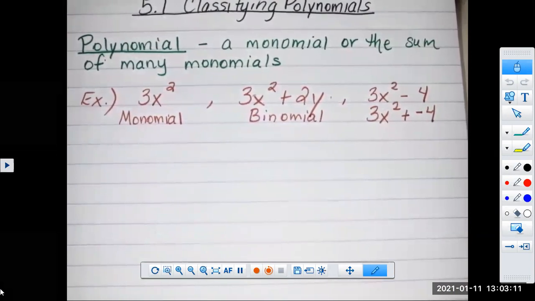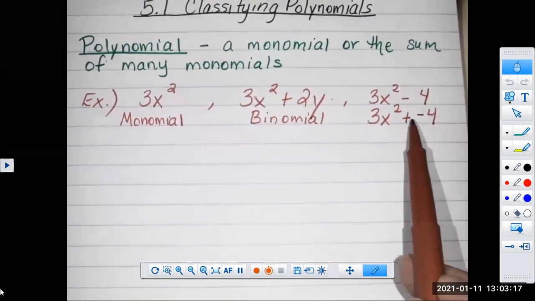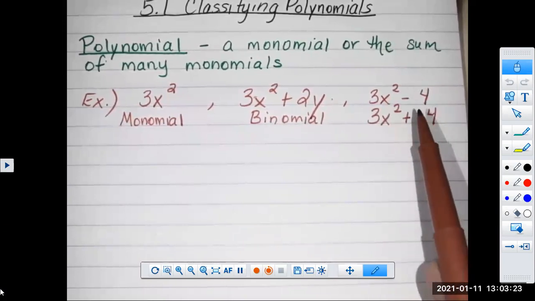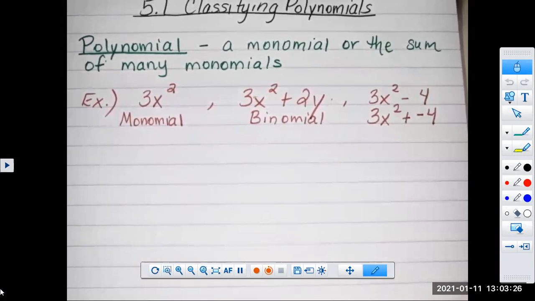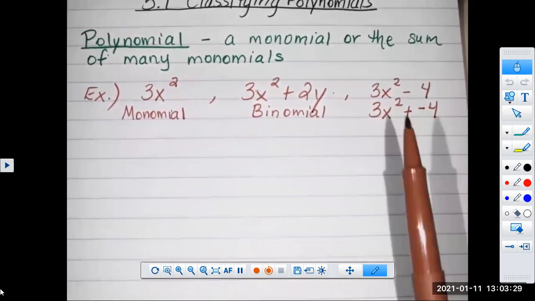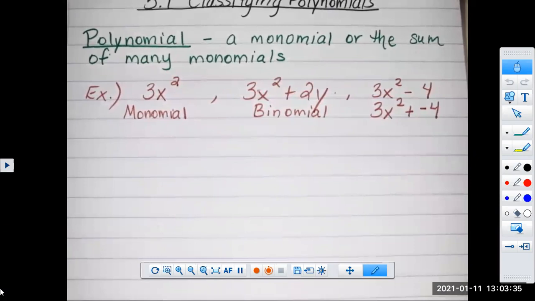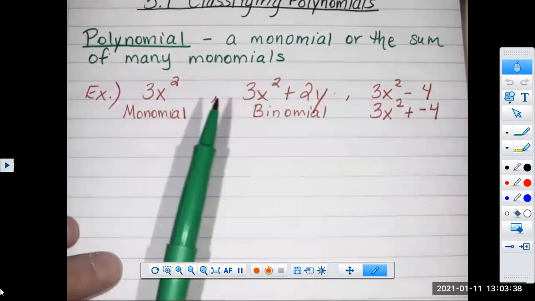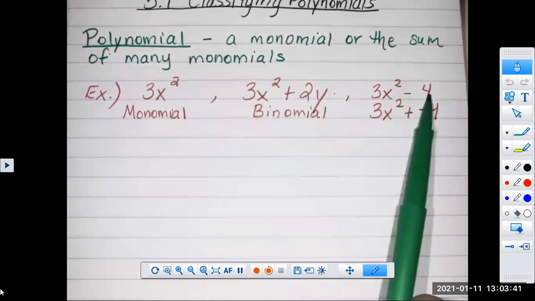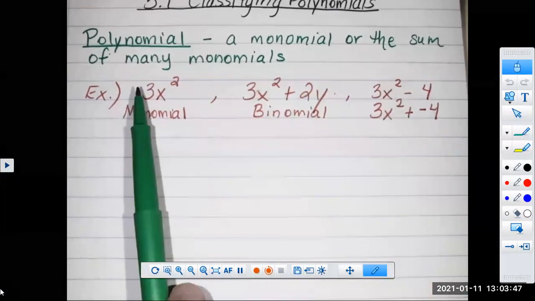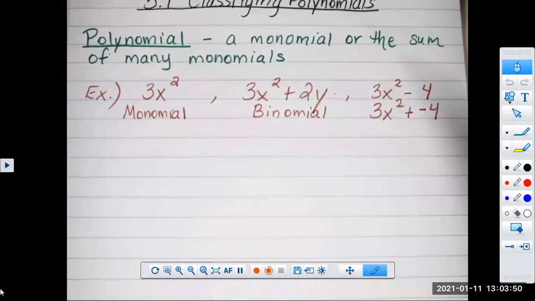What did y'all say? Okay. But try not to think too much about rewriting it, because you'll never see anybody rewrite 3x squared minus 4 as 3x squared plus -4. I'm not going to make you write the definition of monomial, but the definition says it is the product of a real number and variable, or it can just be a real number by itself. So monomial is just one term.